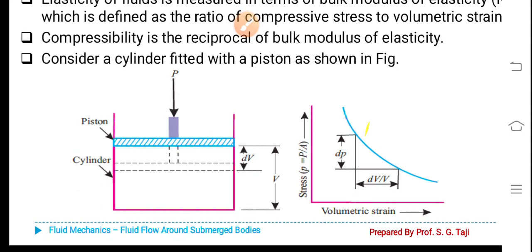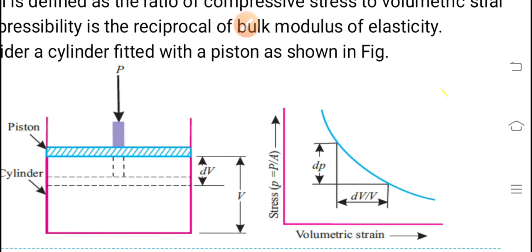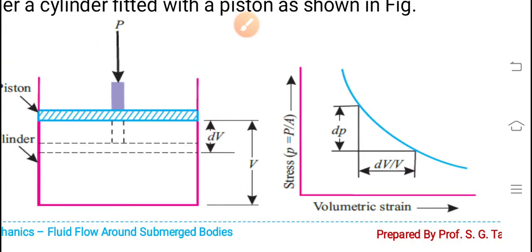Consider a cylinder fitted with a piston as shown in the figure. This is the original volume. This is the change in volume when you apply pressure P on the piston. This is the cylinder. This is the piston. Now if you plot the curve between stress, small p, equal to load applied divided by area of piston, versus volumetric strain: this is dP, change in pressure, and this is change in volume with respect to the original volume.